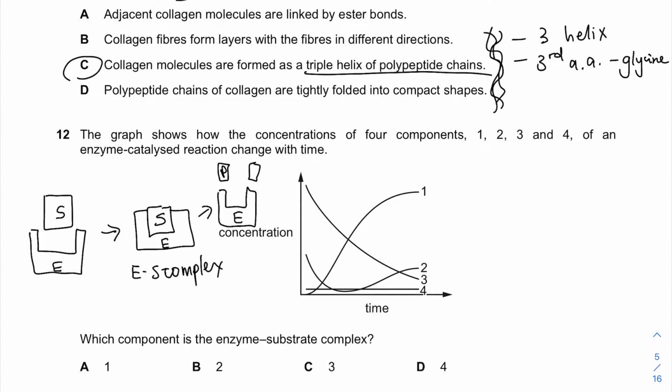So which component is the enzyme substrate complex? I would say that the rate is similar. It doesn't change a lot, as it is forming and reducing the enzyme substrate complex as well. So the answer here would be D. The amount stays constant over time.